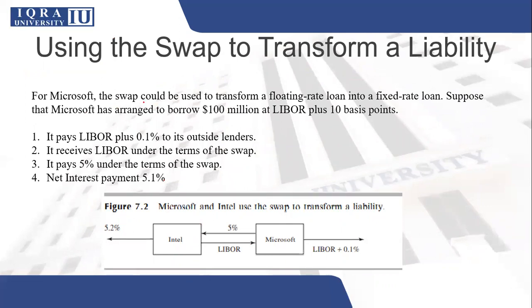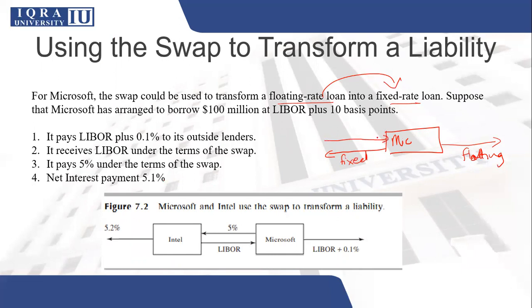So for Microsoft, the swap could be used to transform a floating rate loan into a fixed rate loan. So let's draw a diagram together in order to understand this, even though the diagram is over here. So they want to transform their floating into a fixed. That means currently they are paying floating to somebody else, and they want to transform it to fixed. Now, if they're going to pay fixed, they're going to receive floating over here. This is something that happens in a swap.